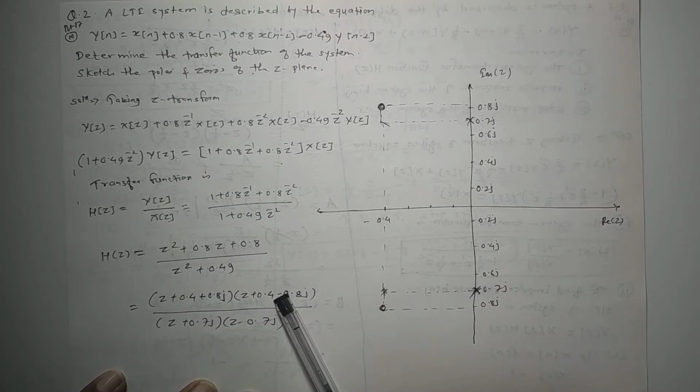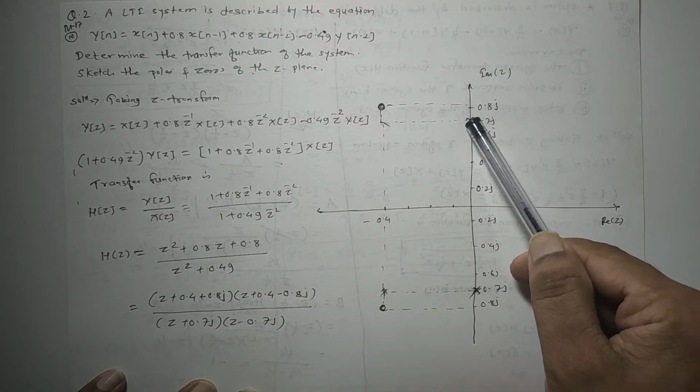Roots of the numerator polynomial are equal to zeros of the system function, and roots of the denominator polynomial are equal to the poles of the system function. Okay, so these are the zeros and these two are the poles. So we'll draw the pole zero plot. In Z plane, zeros are represented by circle and poles are represented by cross sign. So there are two poles. One pole will be at minus 0.7j and second pole will be at plus 0.7j.